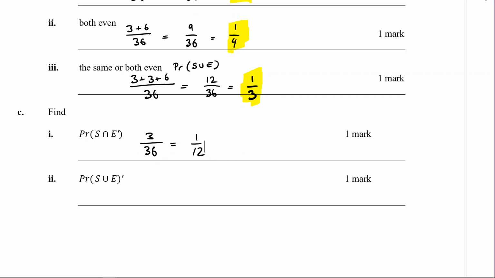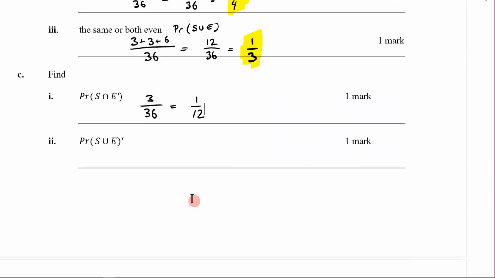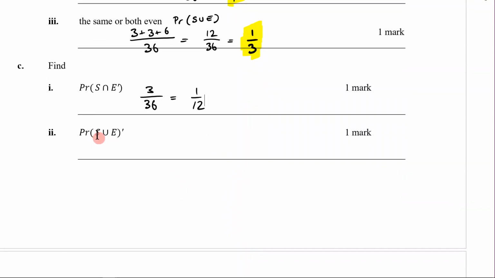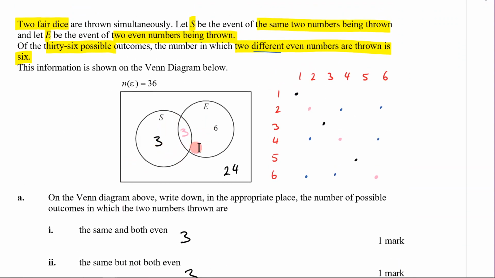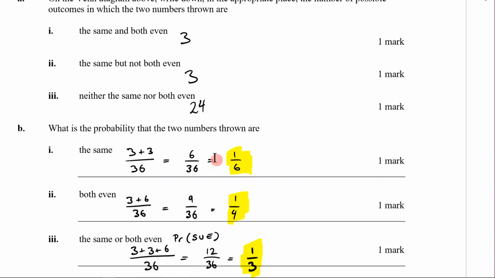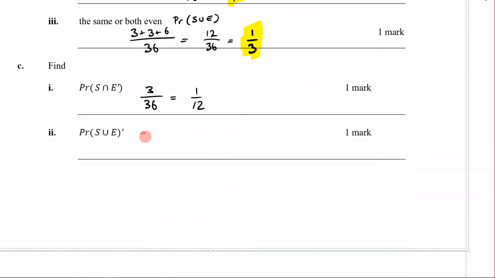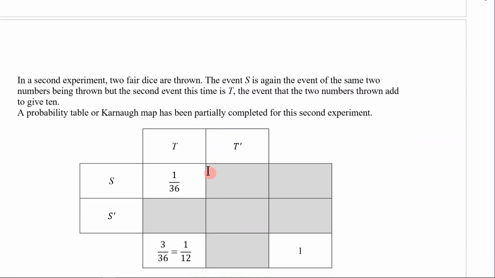Now let's keep on going. So the next one that we have here is the probability of S, the union of E, complement. So everything outside these two, which is just going to be 24. So it's going to be 24 on 36, which is going to be 2 on 3. Let's highlight those answers. And let's keep on going.